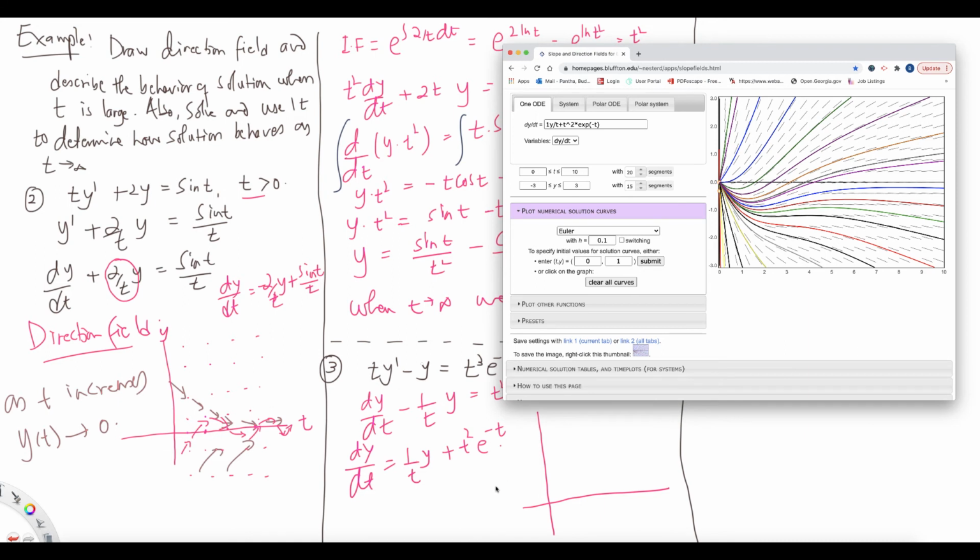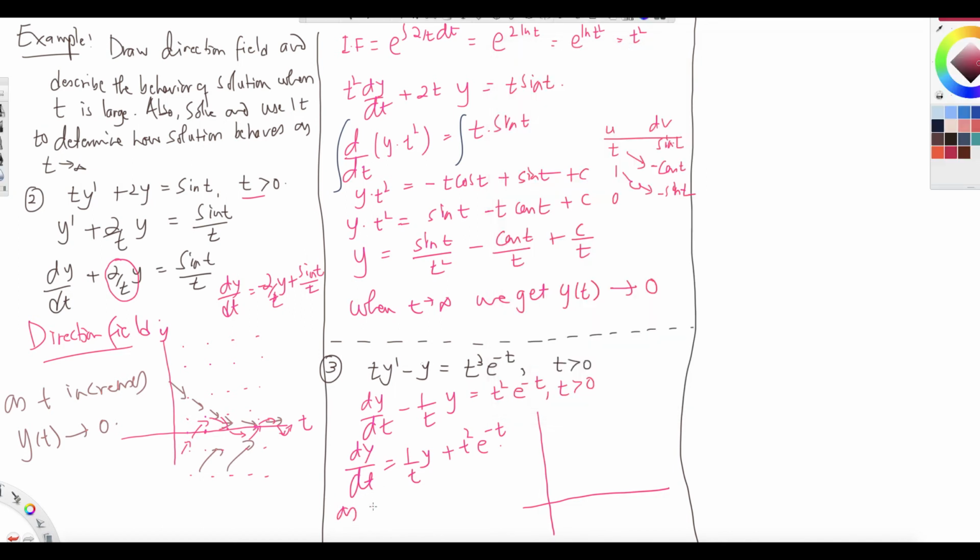So what we say here is, as t increases, y of t goes to either plus infinity or minus infinity. You can say it that way. Okay, so that's what we did for the first part and the second part.